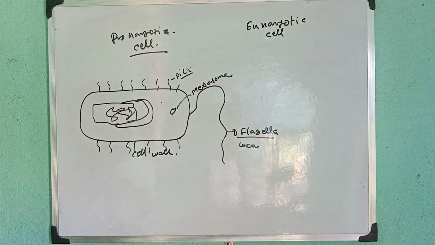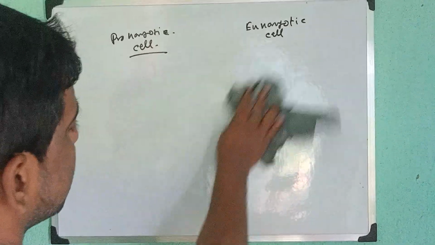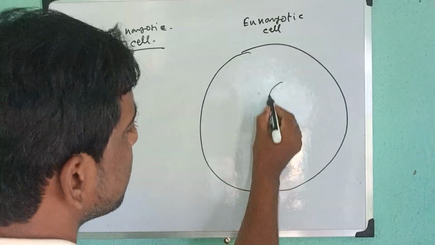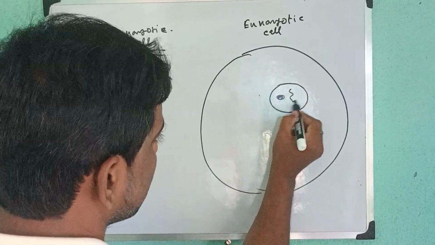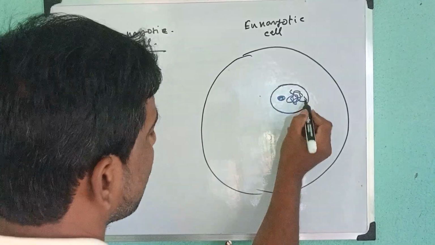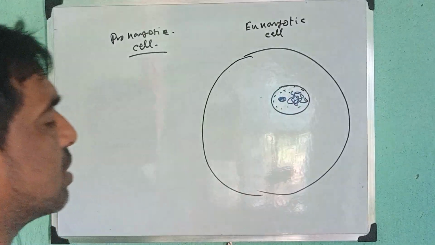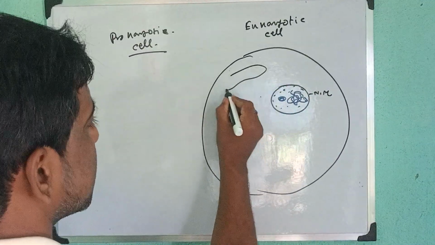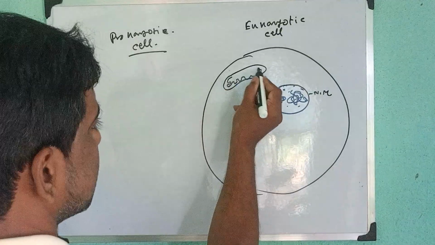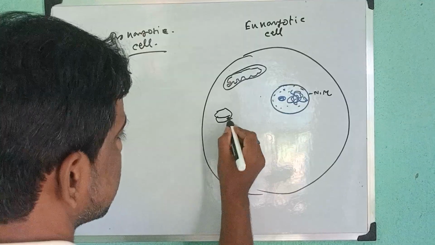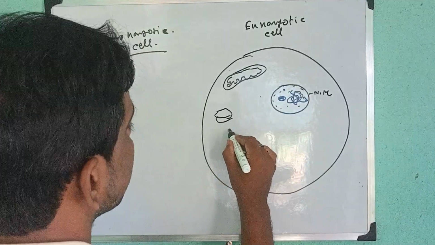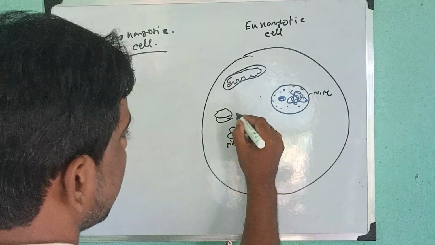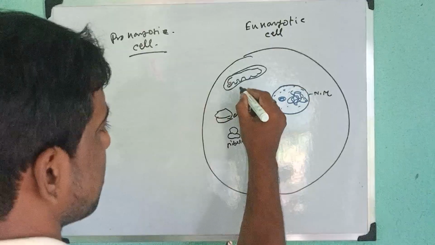And in the case of the eukaryotic cell, we know that the membrane-bound nucleus is present, with the nuclear membrane and the nuclear fluid. The mitochondria, the different types of cell organelles, are present. The chloroplast is present, and the ribosomes are also present.